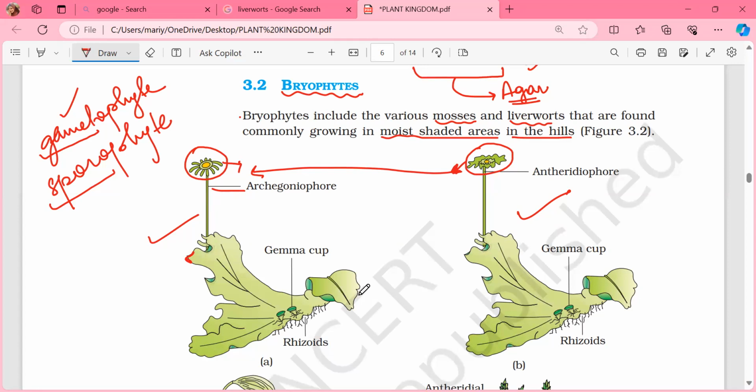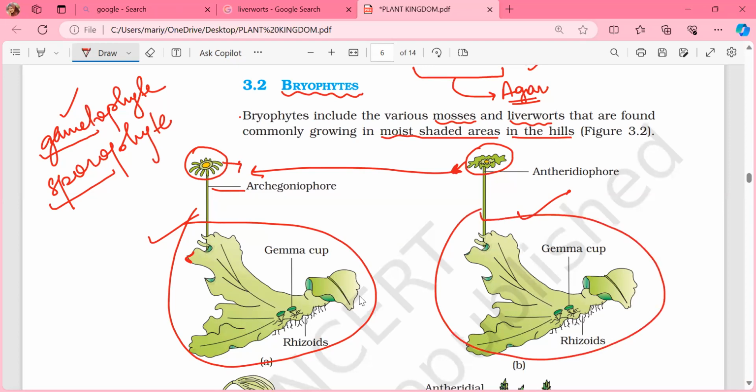This plant structure that you're seeing right in front, this is a gametophyte. Now, what is a gametophyte? See, to simplify it, this whole structure, these two structures, the male and the female, they are haploid. Haploid, you understand? And since they are haploid, they are named as gametophytes. Another reason why they are named as gametophytes is because they make gametes.